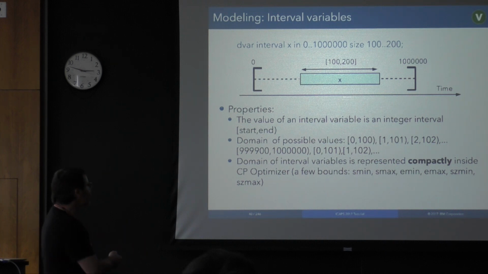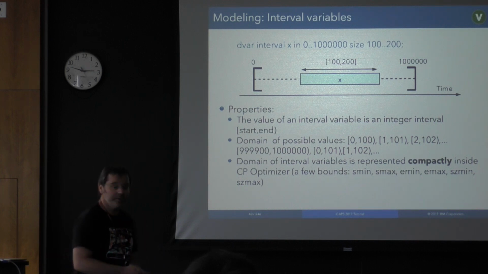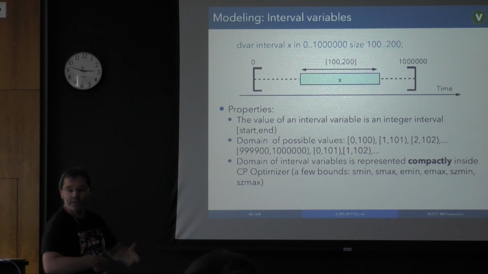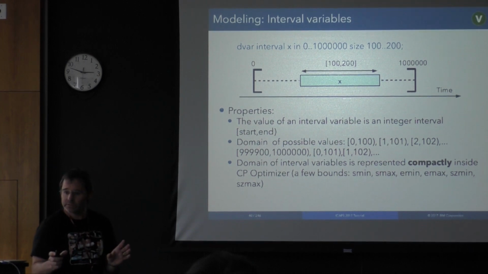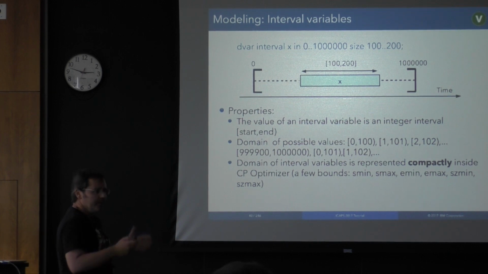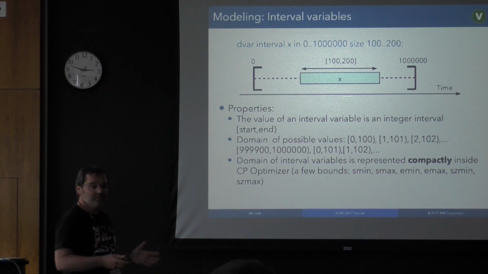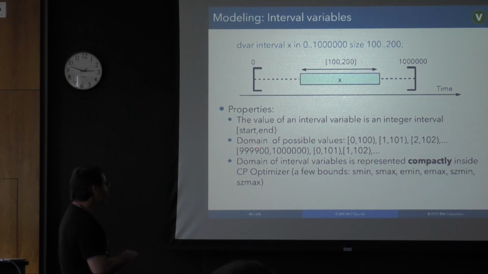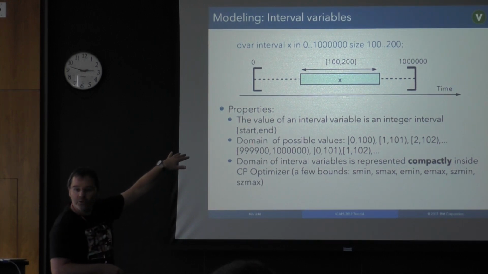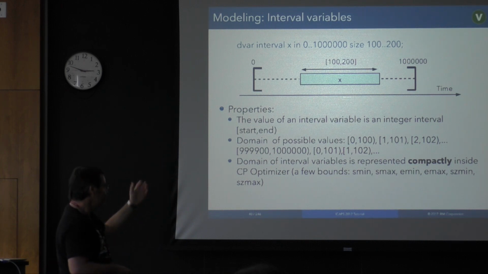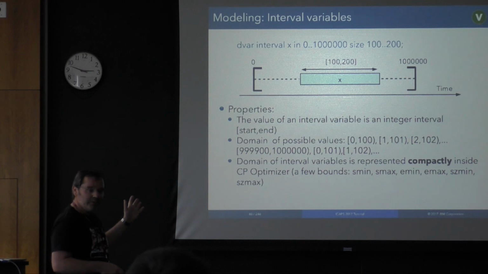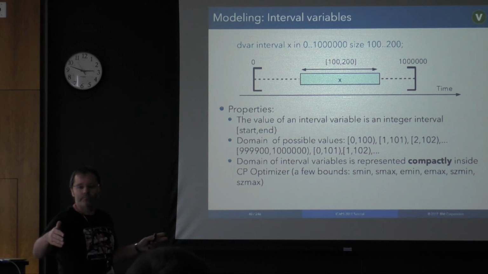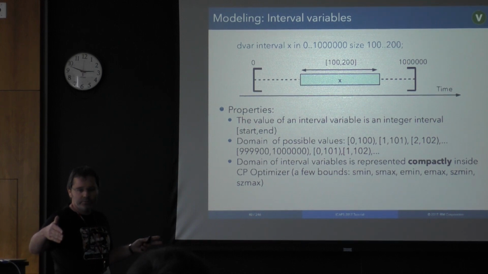Of course, we do not enumerate all the domains here. We have some kind of compact representation of the domain internally in the engine, so we'll have the minimal start, maximal start, etc. We maintain only some bounds on the current domain of the variable. But if you want to think of it really as a variable with a domain, then we should have enumerated all the possible values. Actually, CP Optimizer never enumerates, because we make the assumption that time has a continuous nature. So in the search, we never enumerate time.